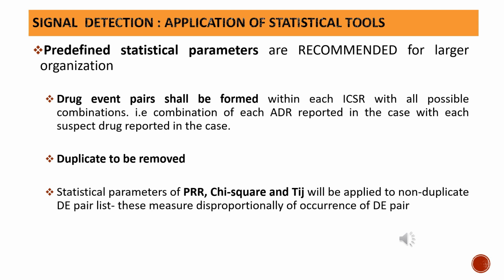More or less for bigger organizations, the method is standardized, with the help of statistical parameters. In that, we define a drug-event pair for each ICSR, where one is a drug and the other is an event. We make a drug-event pair for further assessment. One thing to keep in mind is that duplicates have to be removed from the list so that we can work on the unique set. The statistical parameters used are PRR, chi-square, and Tij, and these are the fixed parameters used globally for signal detection as far as larger organizations are concerned.